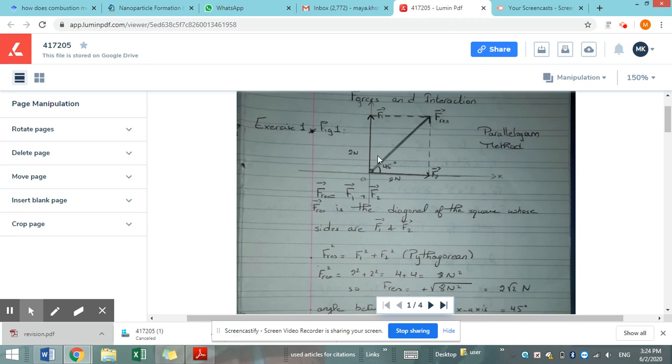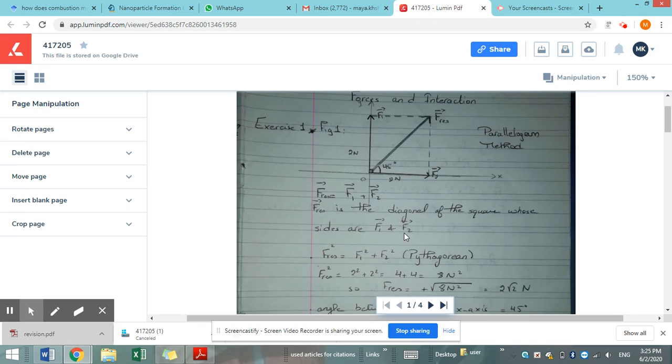But since here the angle between F1 and F2 is 90 degrees and they have equal magnitudes, 2 Newton, meaning two equal consecutive sides, it's directly clear that this parallelogram formed by F1 vector and F2 vector, having of course opposite sides equal, is actually a square. That's why here I mentioned it to be a square. So F resultant is the diagonal of the square whose sides are F1 vector and F2 vector.